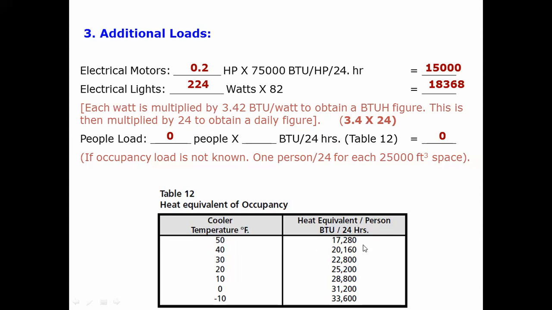Heat equivalent per person. Okay. So our cooler temperature is 35. It comes between 30 and 40. So you take the average value of this and give it here and multiply with the people load and you will get the value. If the occupancy load or the number of people is not given, we can assume one person for each 25,000 feet cube space. We don't have 25,000 feet cube space, so anyway the people load is 0 here. And multiply with BTU per 24 hours. We can take the value from here according to the cooler temperature.